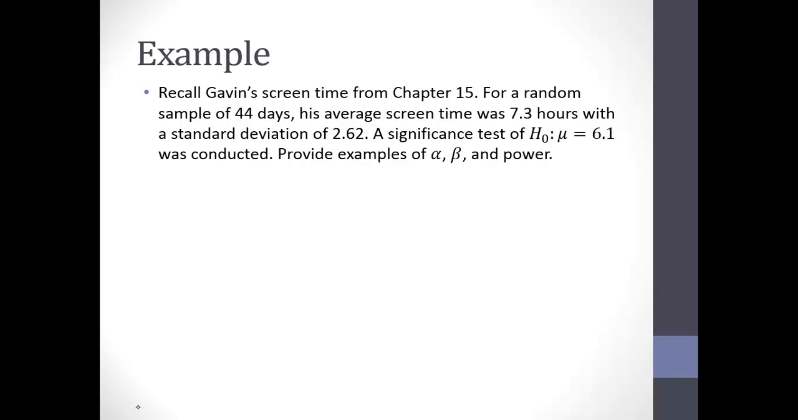So I don't want to spend a lot of time on this, but from our screen time example, let me quickly point out what these things are in the context of this example. So back to our example with Gavin.